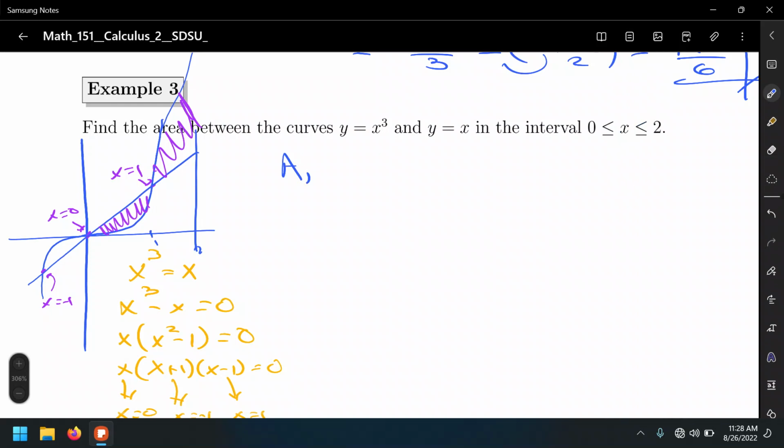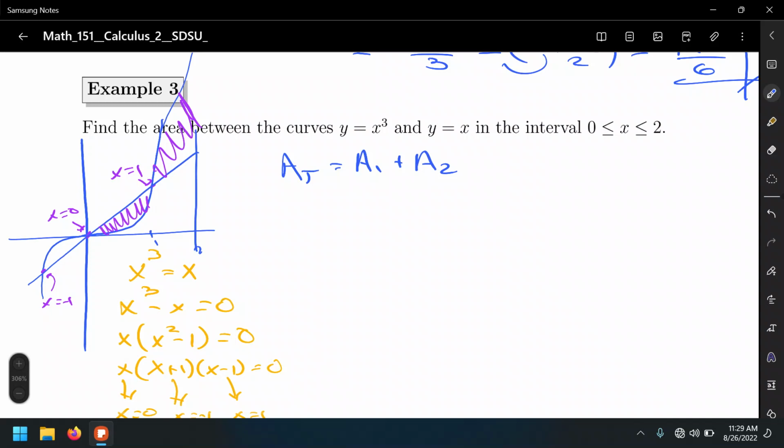So area subscript T to denote that this is the total area combining area 1 plus area 2. And in this case the setting is that for area 1, the top function is the linear function, and the bottom is the cubic. But when we integrate from 1 to 2, the whole problem gets twisted, and now the top function is the cubic and the bottom is the linear.